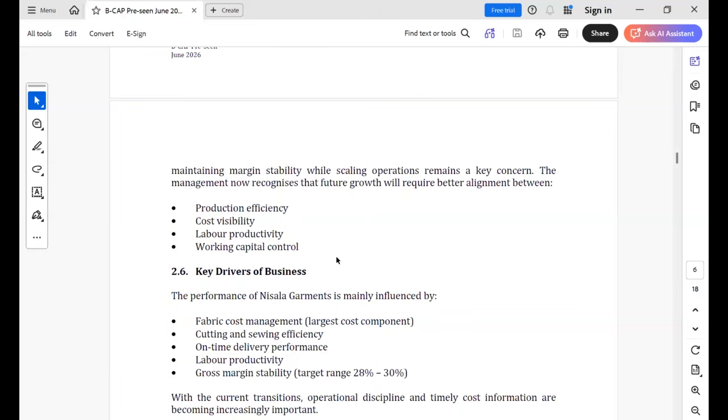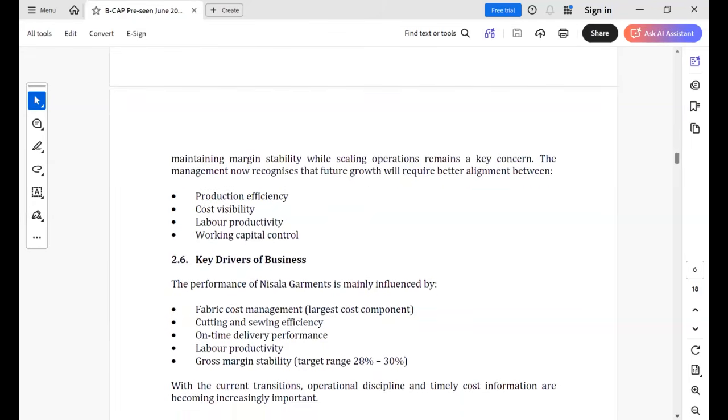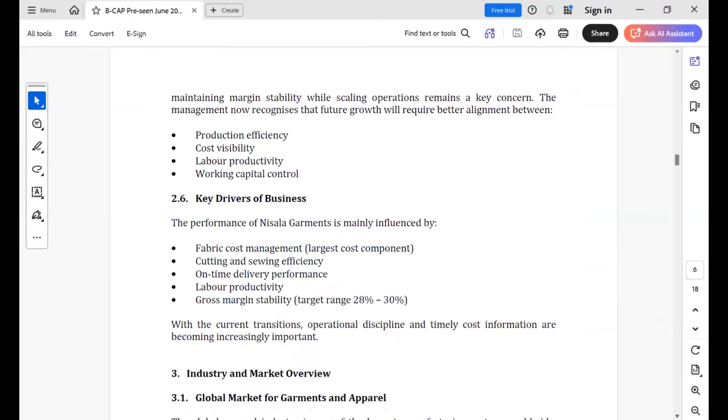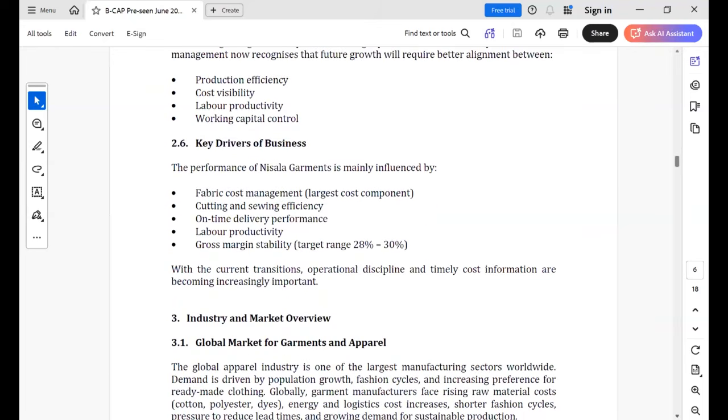Okay. So then further growth will require better alignment between production efficiency, cost visibility, labor productivity, and working capital control. So if you want to have growth, you need to have better coordination with these factors, right? Now students, I think you have noted down the concerns that we identified before we go to each and every case, right? So the same things are repeated in the latter part.